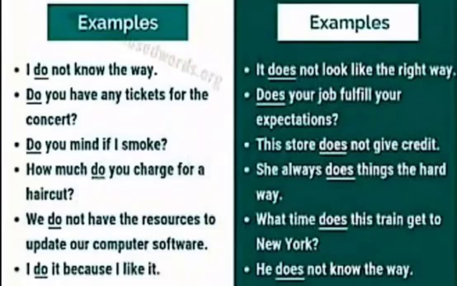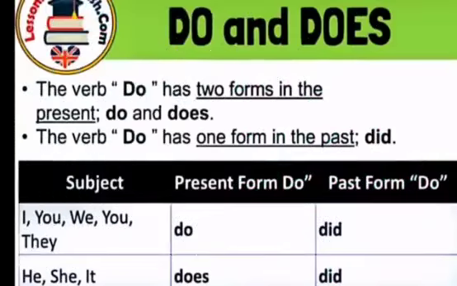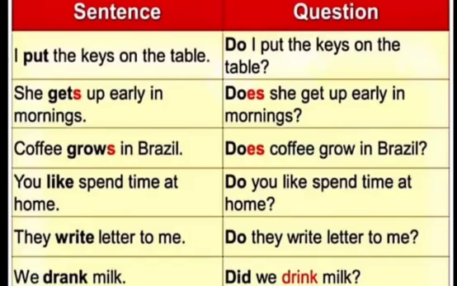See under that, examples: she always does things the hard way. What time does the train get to New York? He does not know the way. So I, you, we, they: present form do. Then the past form, what is that? Did. Then he, she, it: present form does. In the same way, the past is did.